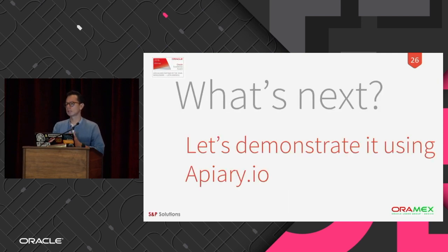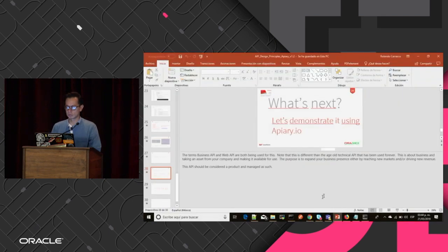And what's next? Let's demonstrate what I just told you about having good design principles using the tool. I am going to use the tool to validate my API. That's the reason why I'm doing this demo. I am going to use the tool to validate that I am following design principles for my API. So I'm going to show you that, okay?